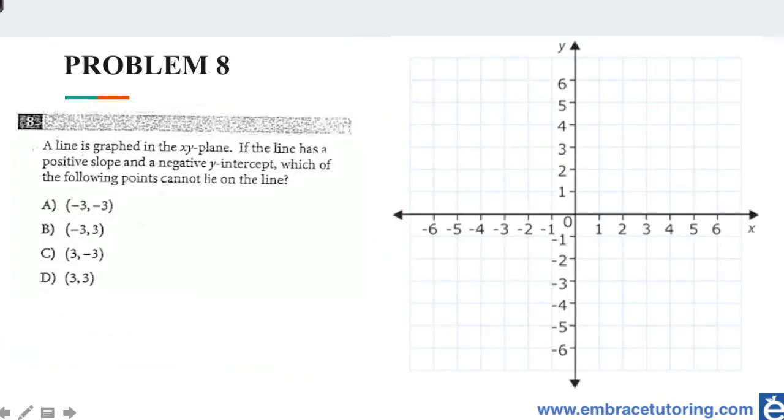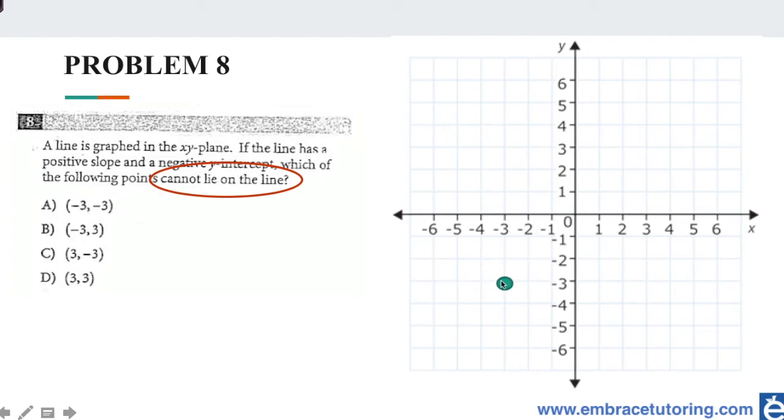Problem number 8 states, a line is graphed in the xy plane. If the line has a positive slope and a negative y-intercept, which of the following points cannot lie on the line? Keyword being cannot lie on the line. Now let's take a look at these points a little bit more closely and graph them. Here we have a coordinate plane. I'm going to graph my -3, right?